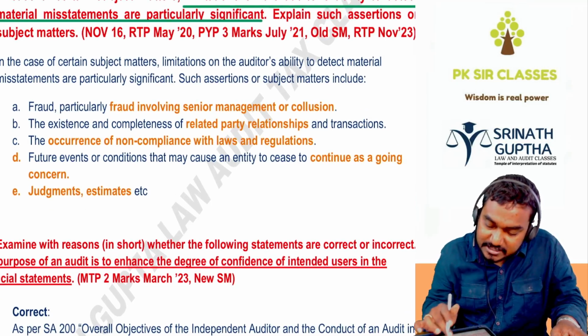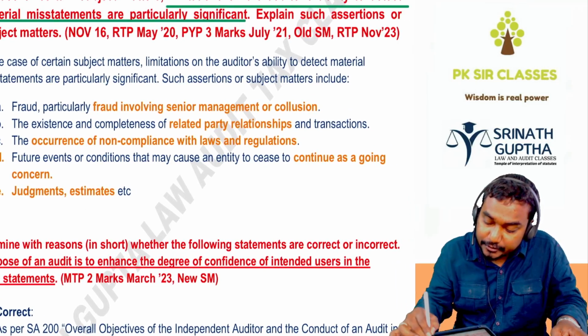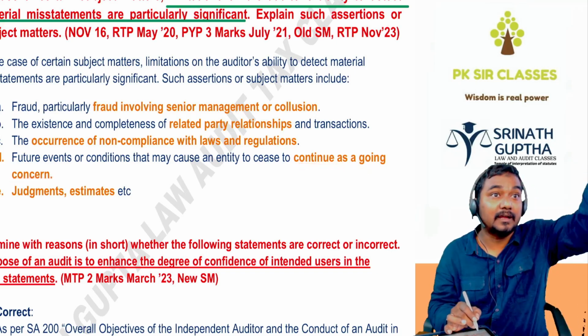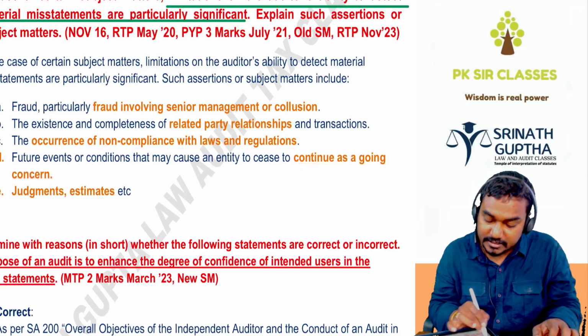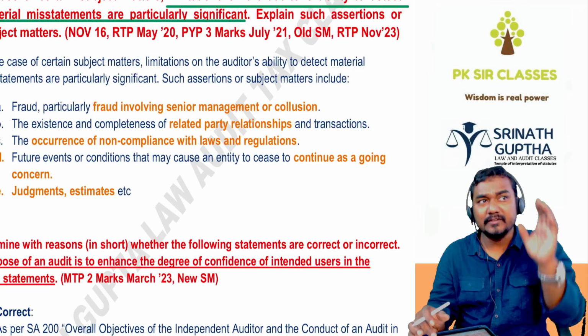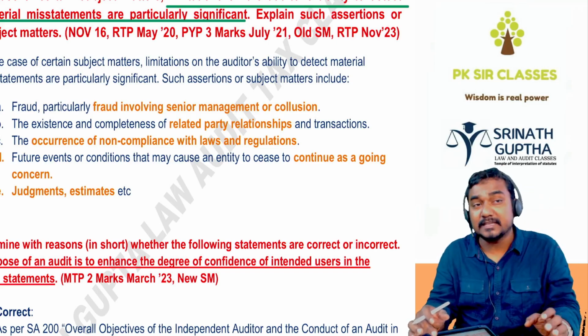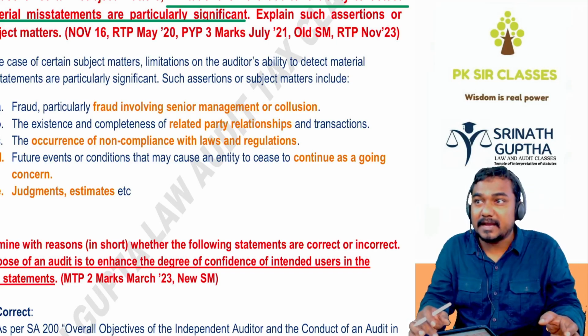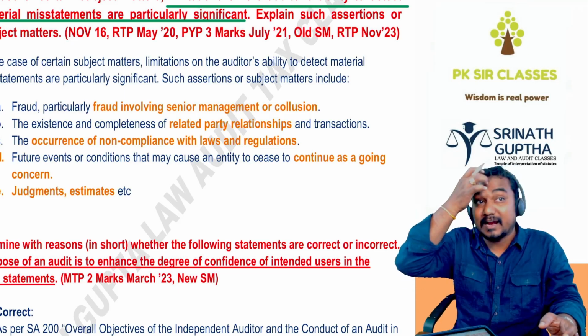Last one, next one: future events and conditions which may cause the entity to cease to continue as a going concern. Next, judgments and estimates. Whenever judgment is there, whenever estimate is there, there is chance of manipulation, because we can't decide accurately.